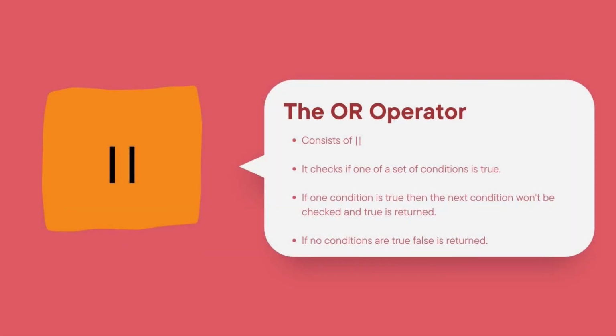So let's move on to the OR operator. The OR operator is made up of two pipe characters. By using the OR operator, we can check whether one of a set of conditions is true. If one of the conditions is true, then the next condition won't even be checked, because the OR operator only checks the remaining conditions if the prior conditions were false. In this case, the return value would be true. If none of the conditions are true, then false is the return value.